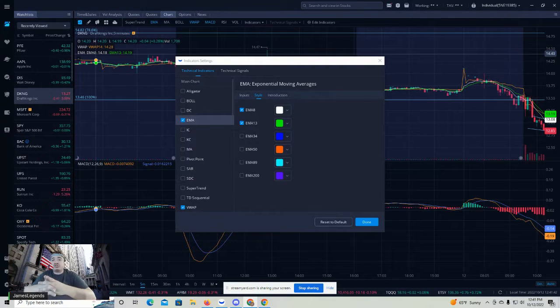Now, let's look at those same examples of the golden crosses breaking over VWAP with the exponential moving average crossover strategy that I use. For this strategy, you only really need two of the exponential moving averages to be on. The ones listed here are the ones that I generally use, but for this strategy, we'll just be turning on the EMA 8 and the EMA 13.